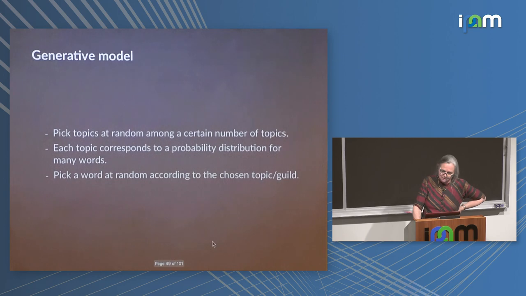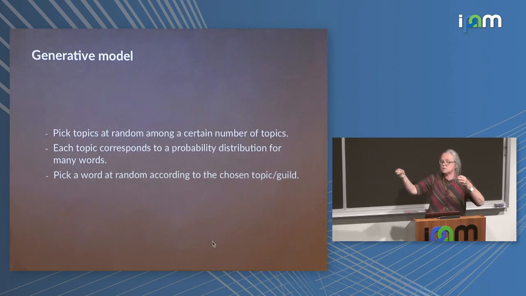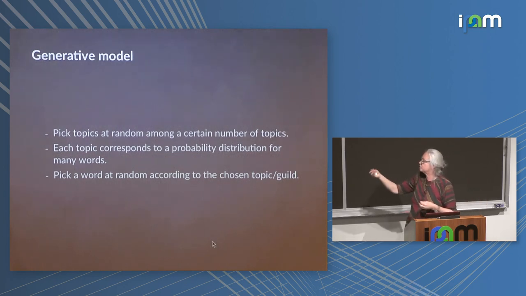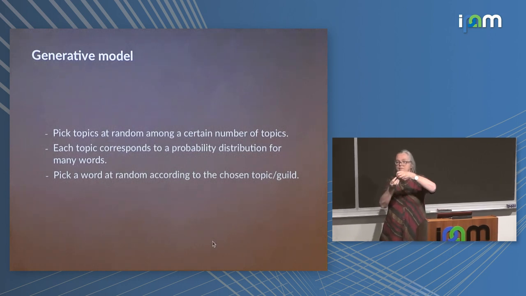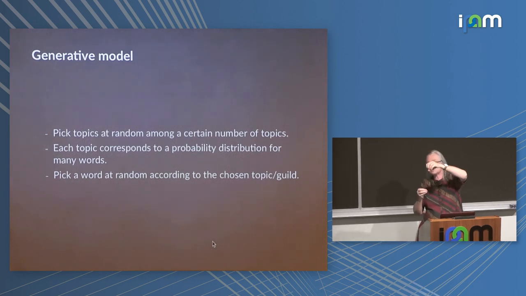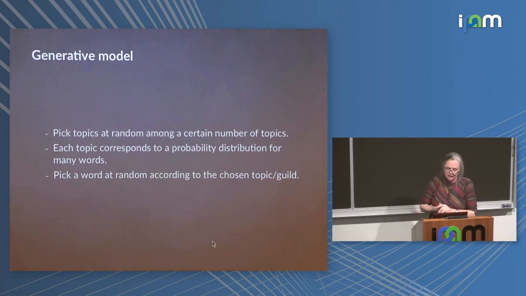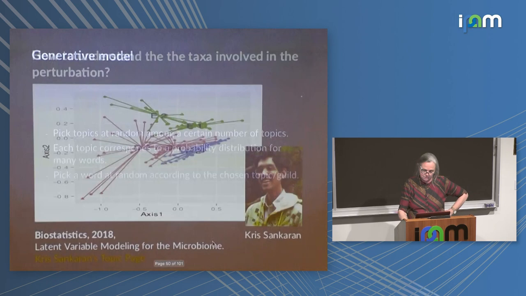So every sample is composed of several topics, and the topics are like guilds, and the generative model that we think about is, if you're given a sample, you're going to pick topics at random out of a certain number of topics, and once you've picked one of your topics, then that topic has a probability distribution on words, and then you'll pick a word from that distribution. It's because it's a two-step process like that that we call it hierarchical, and it has levels.